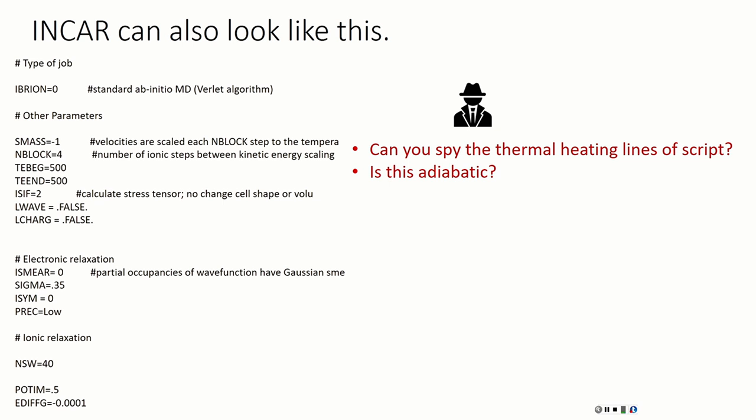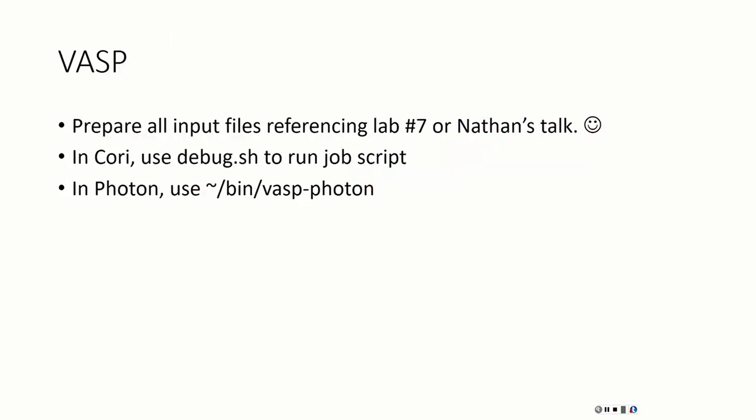Well, I didn't make a note to myself here, but is this adiabatic? Yes, this is adiabatic. So the last one said it was adiabatic, but if I didn't know, you kind of clue yourself in with this little thing I did. It's just note keeping for yourself. So in VASP, prepare all the input files that we talked about in Lab 7 or Nathan's talk. In Cori, we use the debug shell script, and then on Photon, we use the tilde-bin to run it.